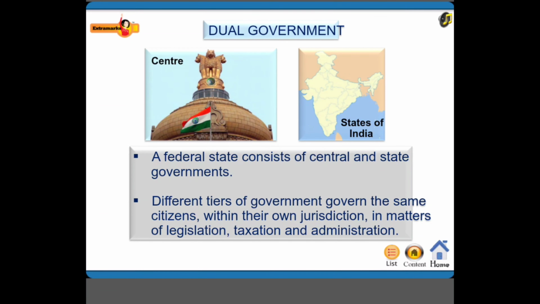Dual government. A federal state consists of both central and state governments. Different tiers of government govern the same citizens, but within their own respective jurisdictions, in matters such as legislation, taxation, and administration.